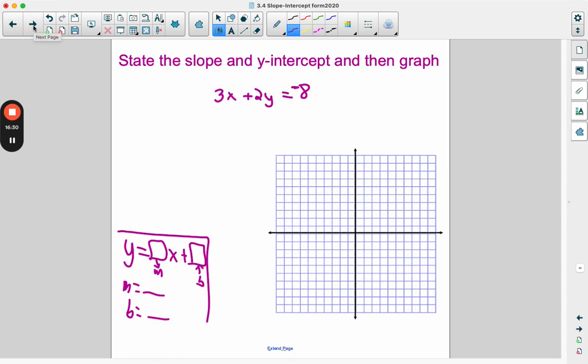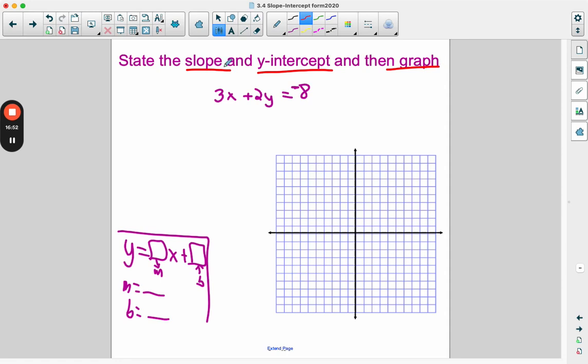What about this next slide? The next slide has an equation 3x plus 2y equals negative 8. And it says to state the slope and the y-intercept, and then graph. Can I look at this equation and know what the slope and the y-intercept are? And the answer to that is no, not yet.